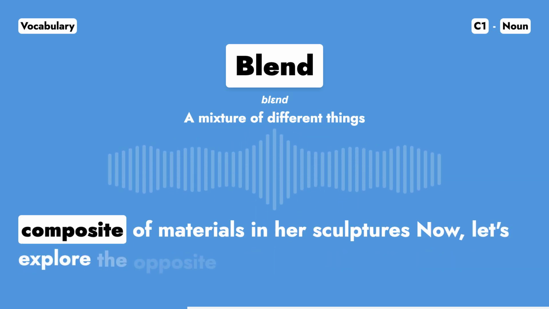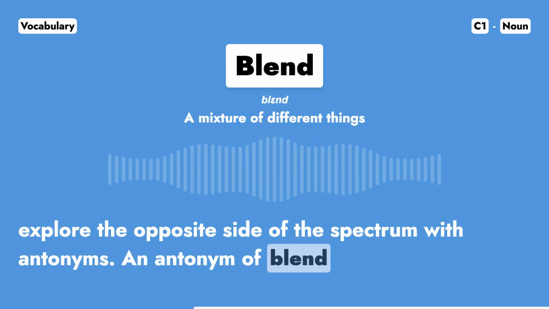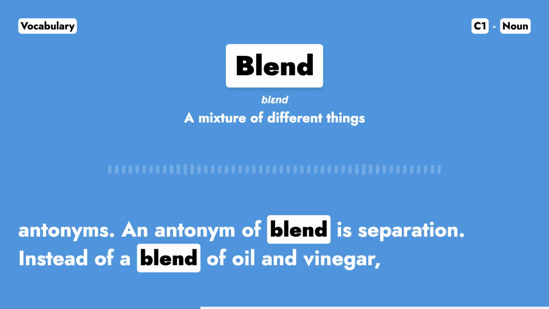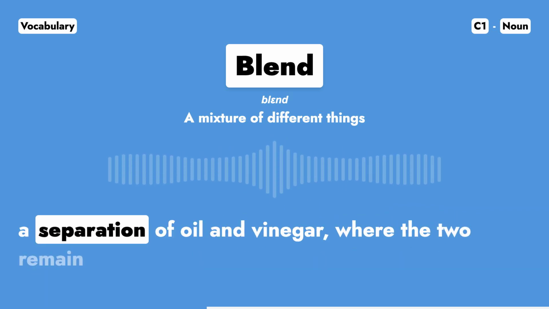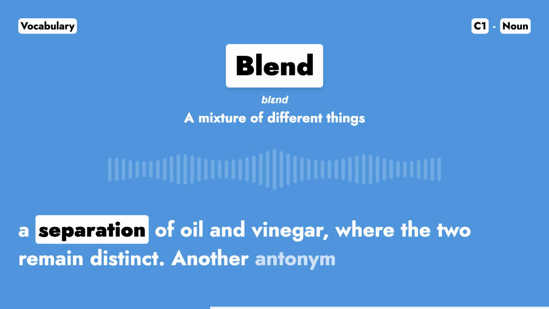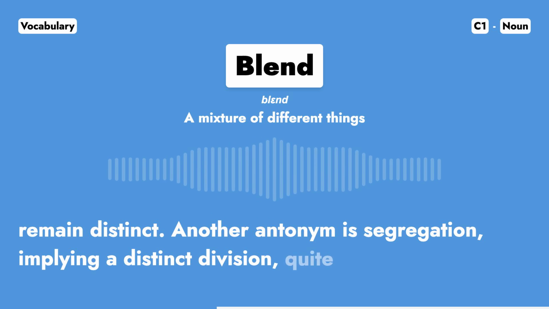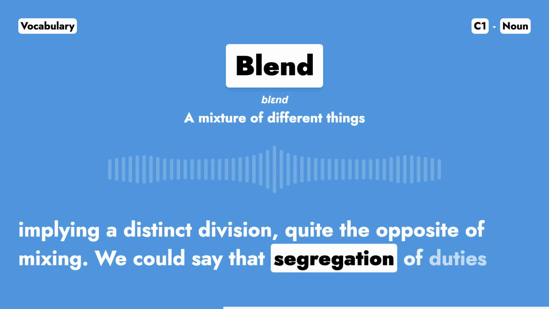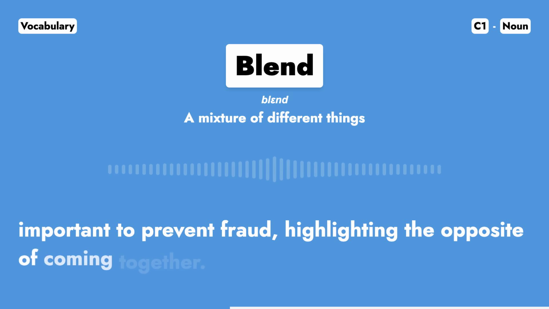Now, let's explore the opposite side of the spectrum with antonyms. An antonym of blend is separation. Instead of a blend of oil and vinegar, we might have a separation of oil and vinegar, where the two remain distinct. Another antonym is segregation, implying a distinct division, quite the opposite of mixing. We could say that segregation of duties is important to prevent fraud, highlighting the opposite of coming together.